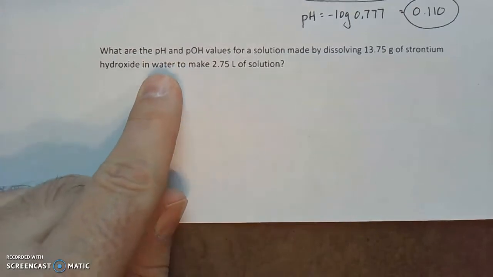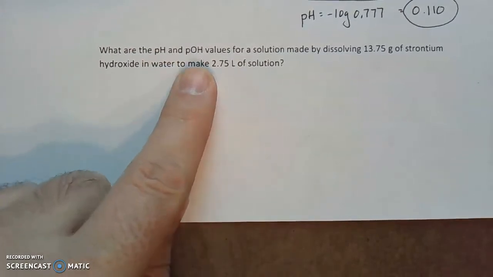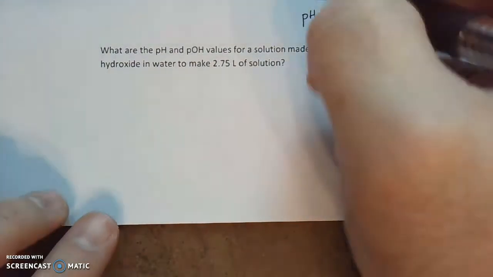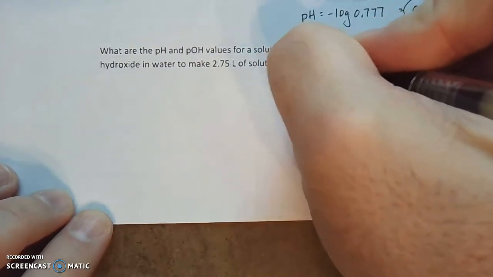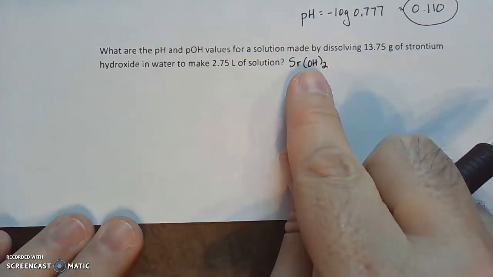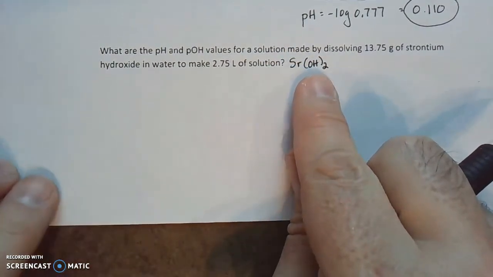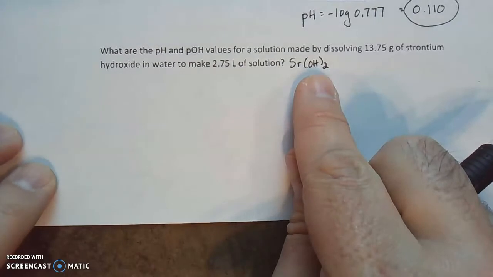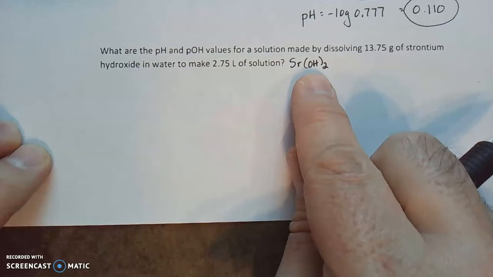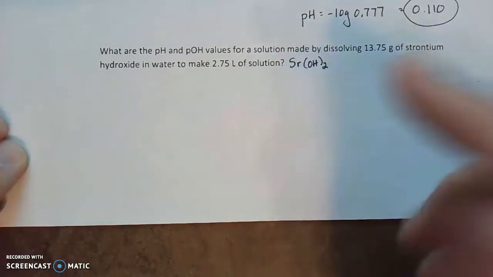What are the pH and pOH values for a solution made by dissolving 13.75 grams of strontium hydroxide in water to make 2.75 liters of solution? Strontium hydroxide has a formula of Sr(OH)2, so we have two OHs in this compound. We have to find the molarity of the strontium hydroxide and then of the hydroxide after it ionizes.